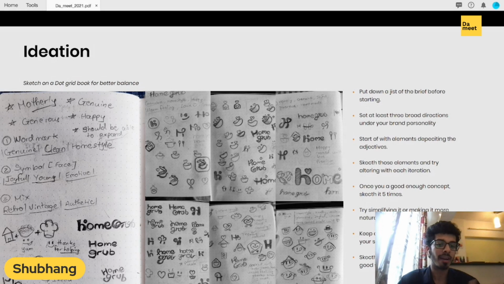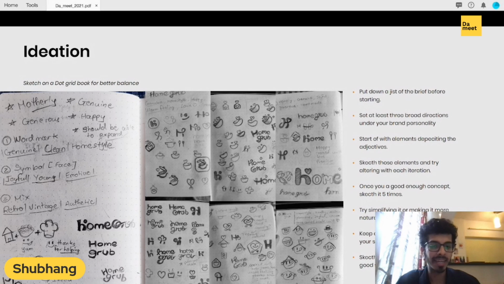So that is how you start off, and then once you like a concept, the best way of improving that would be just make that concept five more times. For example, in the last page you can see I've made the same face and the kettle almost 10 times, so that I can get the simplest format out of it.